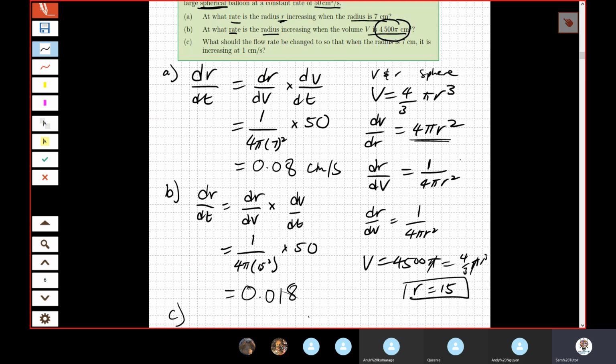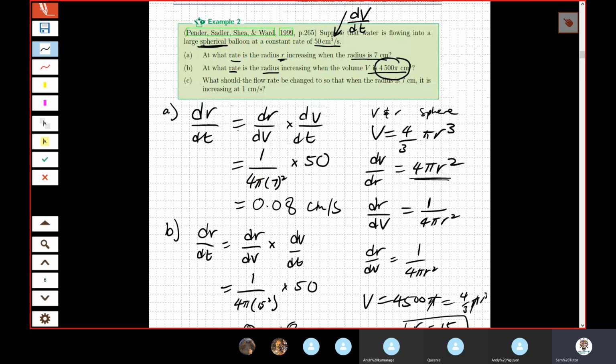Let's try C. What does C say? What should the flow rate be changed to so that when the radius is 7, it is increasing at 1 centimeters per second? So what should the flow rate be changed to? So what are we trying to find this time? So that is the radius is increasing at that. So what's this now? This is now dr on dt.